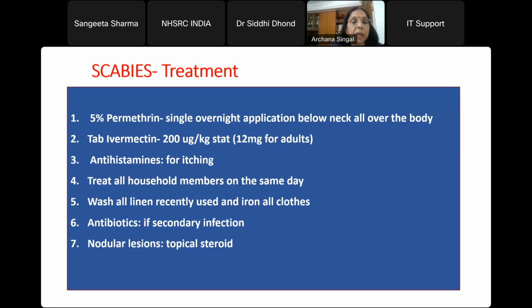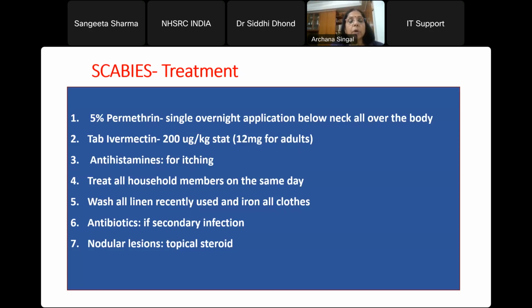Or you can give tablet ivermectin at 12 milligram for adults, and if you want to calculate dose for the children, then 200 microgram per kg. Single start dose can be repeated after 2 weeks. Antihistamines are to be given for a long time, 15 days, because it's not just the mite, but because of the allergic hypersensitivity that the patient itches.